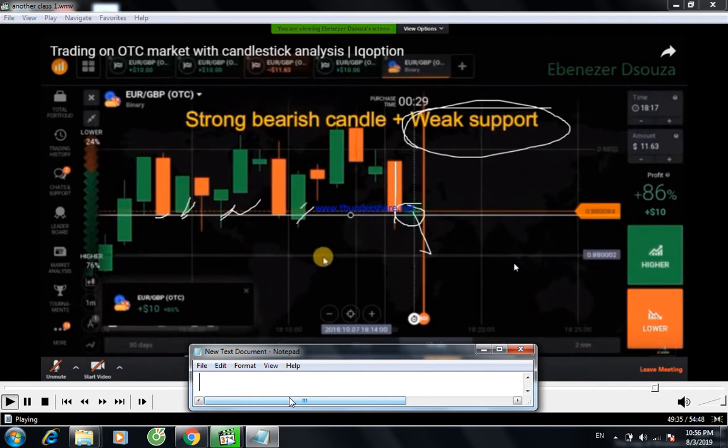But the market tried here three times. It tried to break this level three times. It reversed. Again it tried, and again some buyers entered. But I thought it may break this level because it tried three times. That's why I noted this point as a weak support. I thought this is a weak support, that's why I placed a put option here.